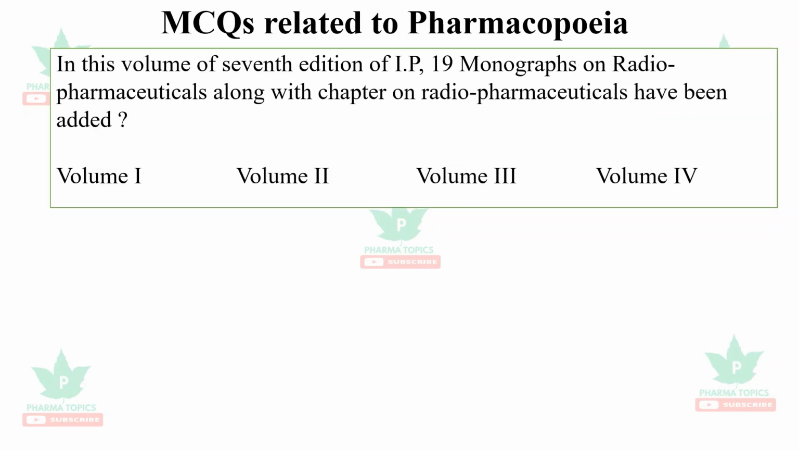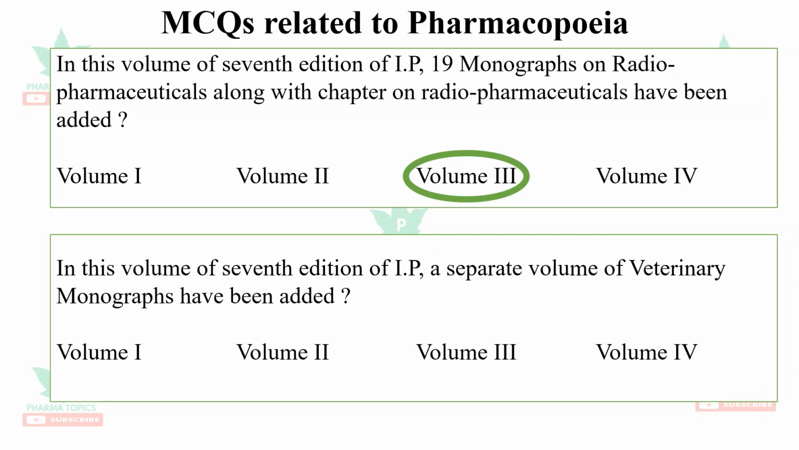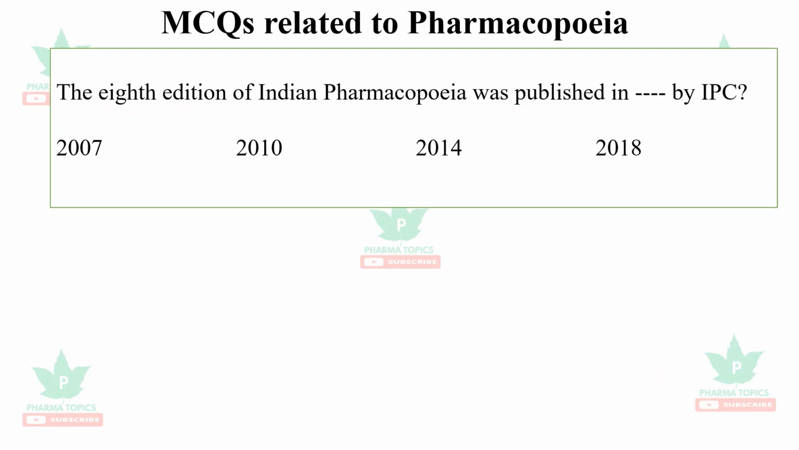In this volume of the 7th edition of IP, 19 monographs on radiopharmaceuticals along with the chapter on radiopharmaceuticals have been added. It is volume 3. In this volume of the 7th edition of IP, a separate volume of veterinary monographs has been added. It is volume 4. The 8th edition of Indian Pharmacopoeia was published in the dash year by IPC.